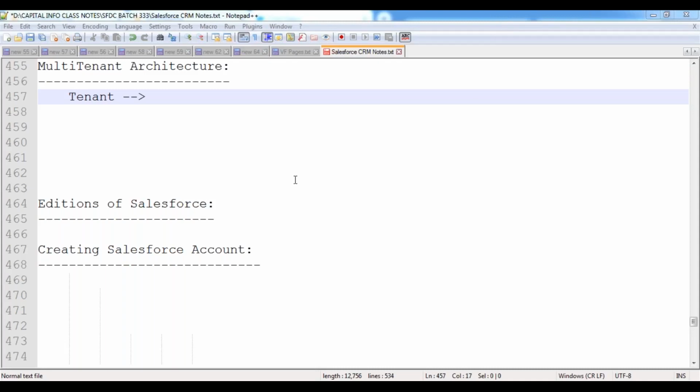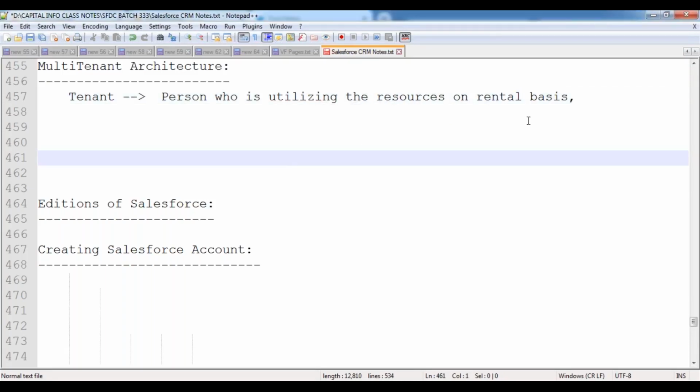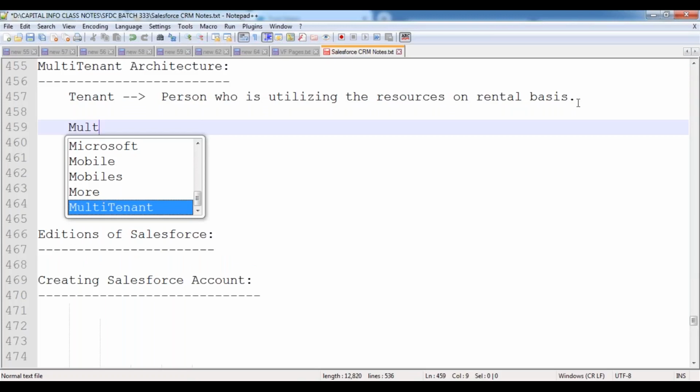What exactly is a tenant? A tenant means the person who is utilizing a resource on rental basis. The person who is utilizing the resources on rental basis is called a tenant. I'm taking a flat on rent to stay with my family, and every month I'm paying some rental amount to the flat owner. So I'm a tenant. So multi-tenant means what?